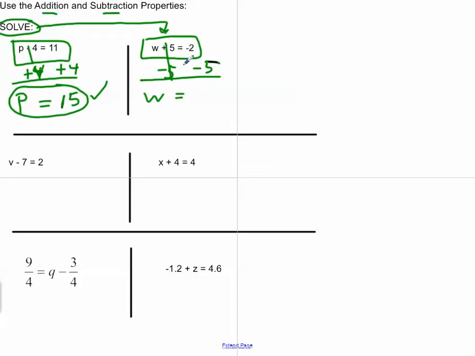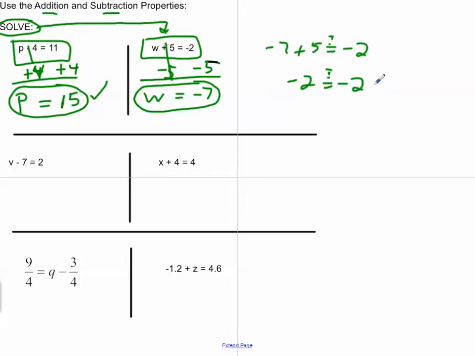The equal sign is here. Keep things in columns. And the minus 2 minus 5, or minus 2 plus negative 5, gives us a minus 7, or a negative 7. And that's our solution. We should double check it by putting w equals minus 7 back into the equation. Negative 7 plus 5, does that equal negative 2? Sure enough, it does. So w equals negative 7 is a solution.